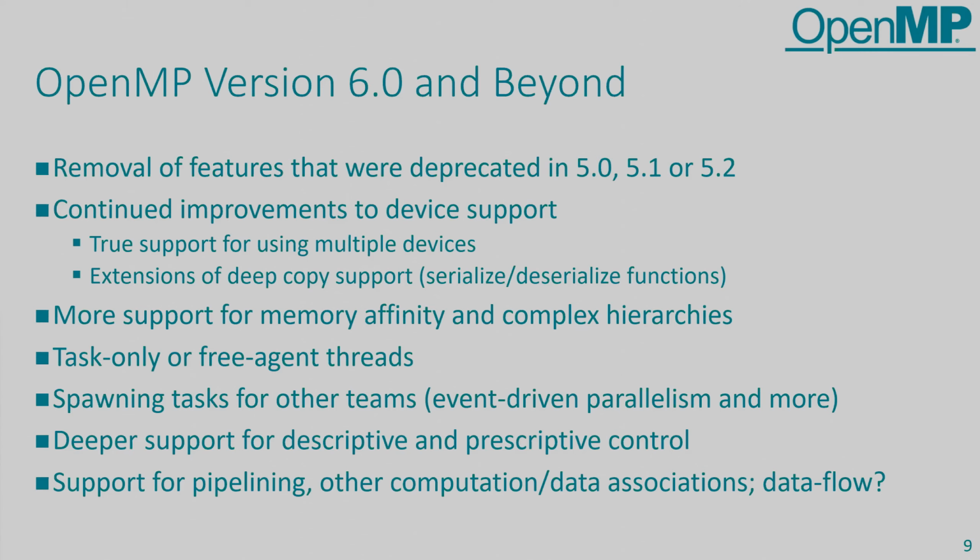Another thing that we've talked about for a long time is improvements to tasking support. With task-only or free agent threads, you wouldn't have to create a parallel region in order to get parallelism with your OpenMP tasking. Another thing that we're looking to be able to do is for one team to spawn a task that's executed by a different team. This provides a lot of different possibilities that you can support with the OpenMP tasking model.